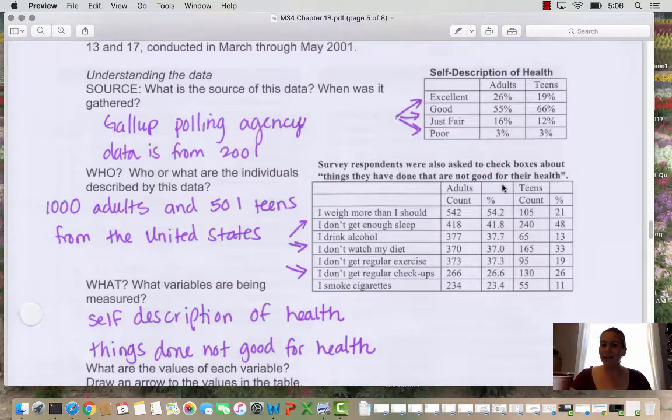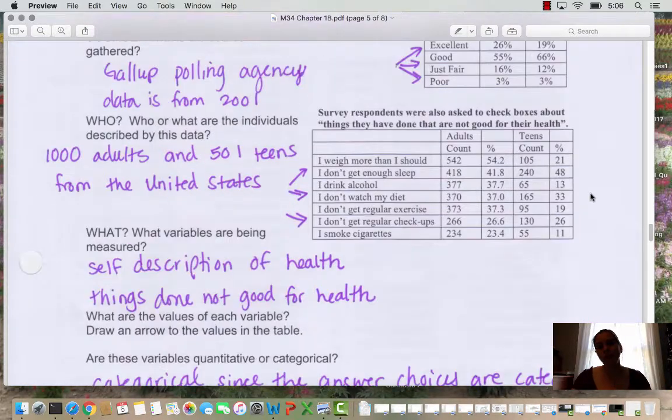So it's important to notice that the counts, if you were just going to add up the counts, some people checked more than one box, so the total would be more than 1,000 for the adults and more than 501 for the teens. And similarly, the percents total more than 100 because there's multiple checks going on. Whereas this first question only had choose one option, so these percents should total 100%.